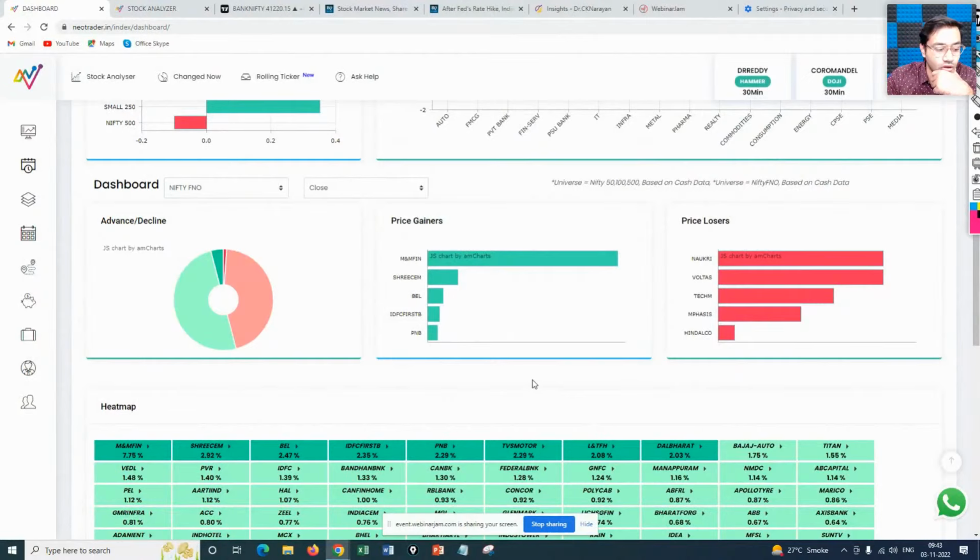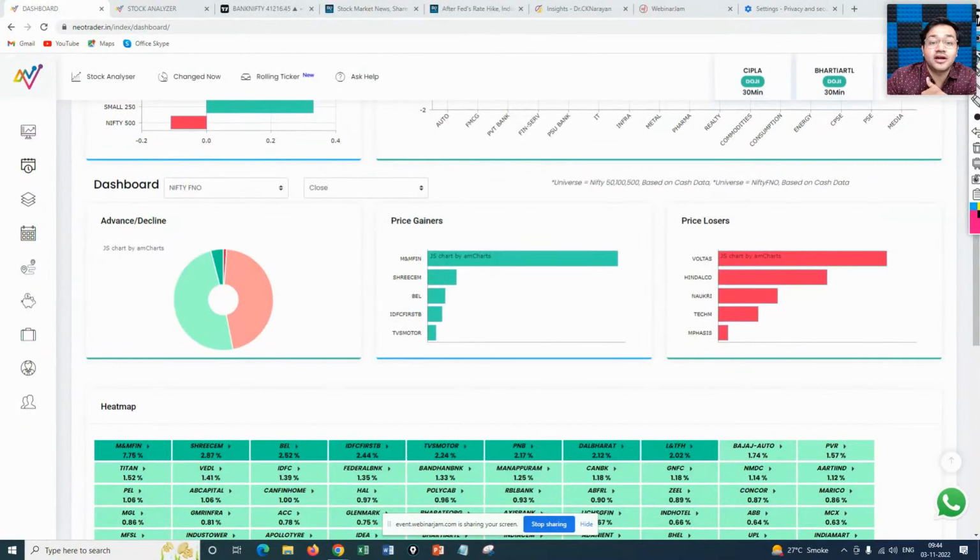Now that the market is closed and that is open, this default is as per the close. But looking at it from the close, there is no point. Especially on a day like today, there was such a big gap. If there is such a big gap, any statistics that you see from yesterday's close will be useless.